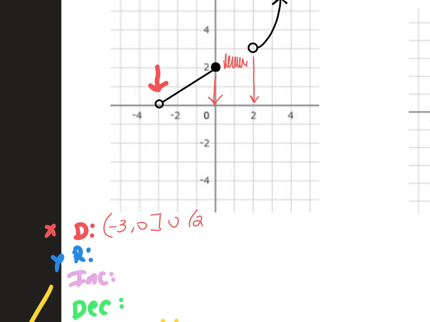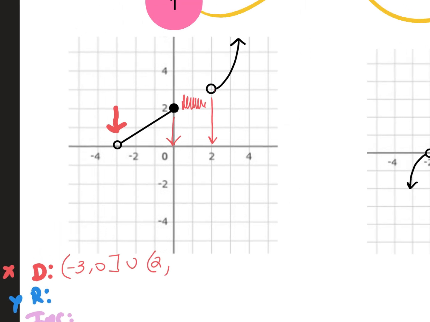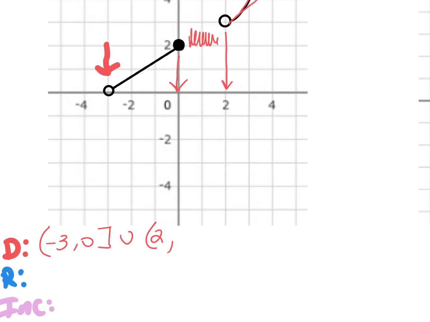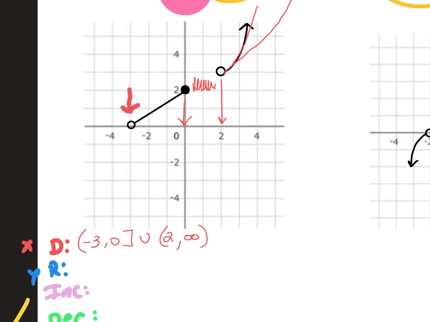No, because it's open. And then this graph is going to continue to go up, but it's going to continue to get wider and wider and wider. So where does it end? At positive infinity. And what do we put on infinities? Parentheses. So all the x values that are used in this graph are from -3 to 0, and then from 2 to infinity.